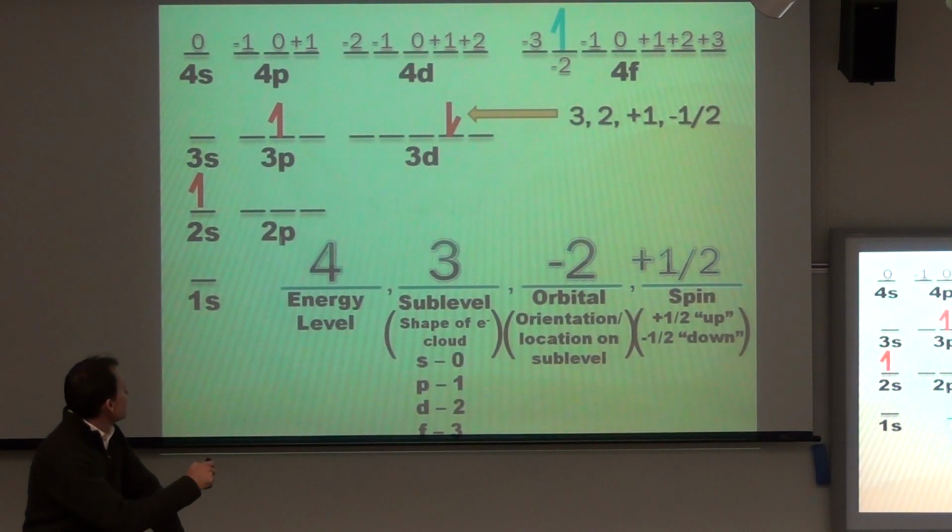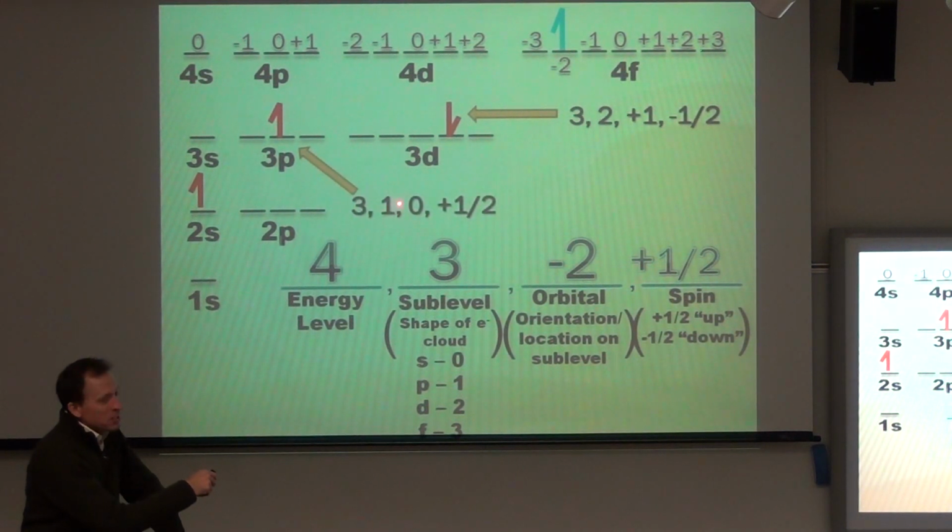This one, there's a 3 again. Why is it a 1? Because it's a P. It's in the middle, so that's why it's a 0. And it's pointing up again, so now that's +1/2.